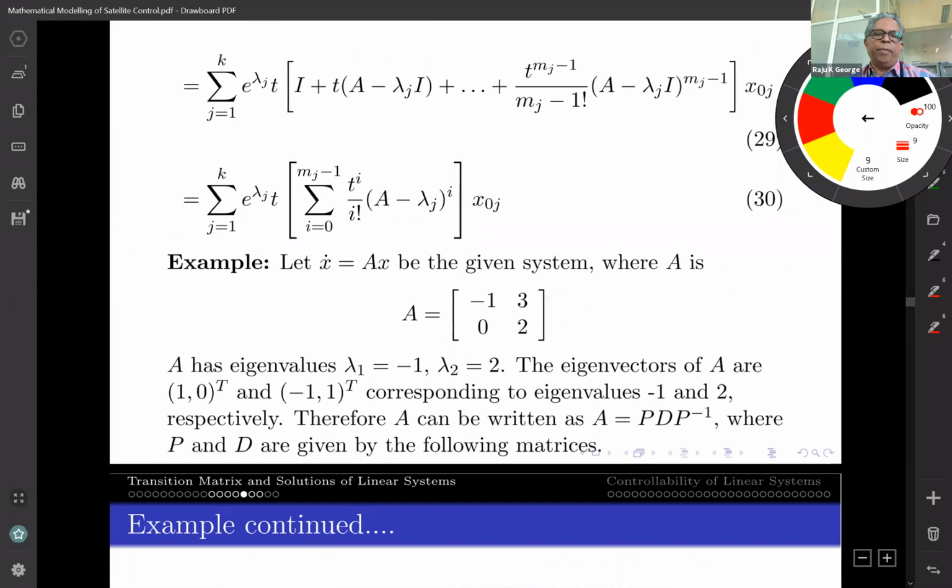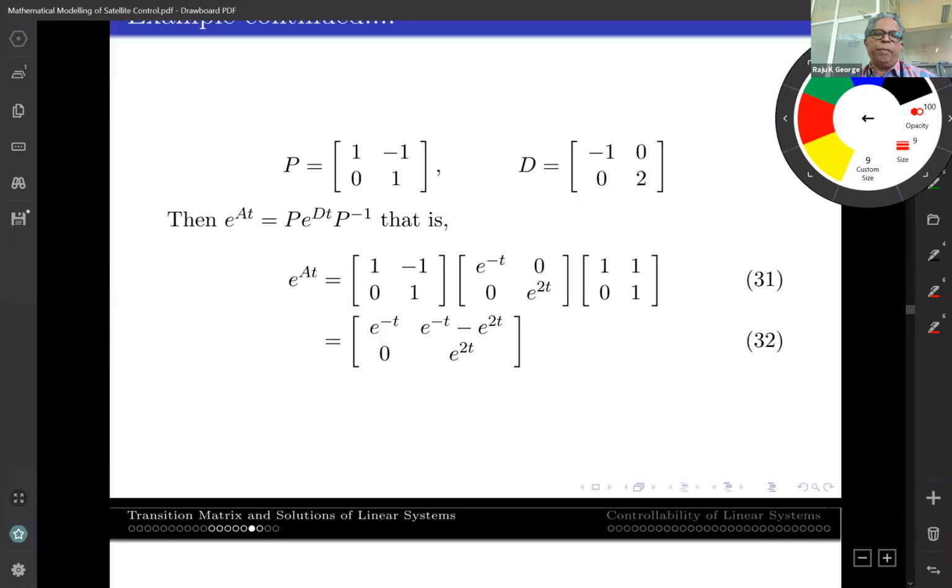x dot is equal to Ax, where A is a simple 2 by 2 matrix. Eigenvalues lambda 1 is equal to -1, lambda 2 is equal to -2, and eigenvectors of A are (1, 0) and (-1, 1) corresponding to these two eigenvalues. Then A can be written as A is equal to P D P inverse, where P and D are given by the following matrices. P is the matrix of eigenvectors, and D is the diagonal matrix having the eigenvalues. Then the exponential e to the power AT is P into e to the power Dt into P inverse, which is given by this expression. And finally, the transition matrix e to the power AT is computed in this manner.